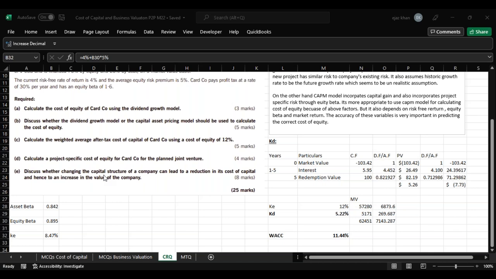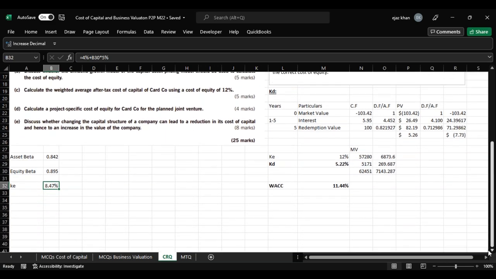Now, there are three theories related to capital structure. The first is called the traditional theory. The traditional theory says that there's a connection between capital structure and cost of capital. It says that when a company increases its debt from, say, 0% to 5%, 10%, 15%, 20%, its WACC, or cost of capital, will start decreasing.